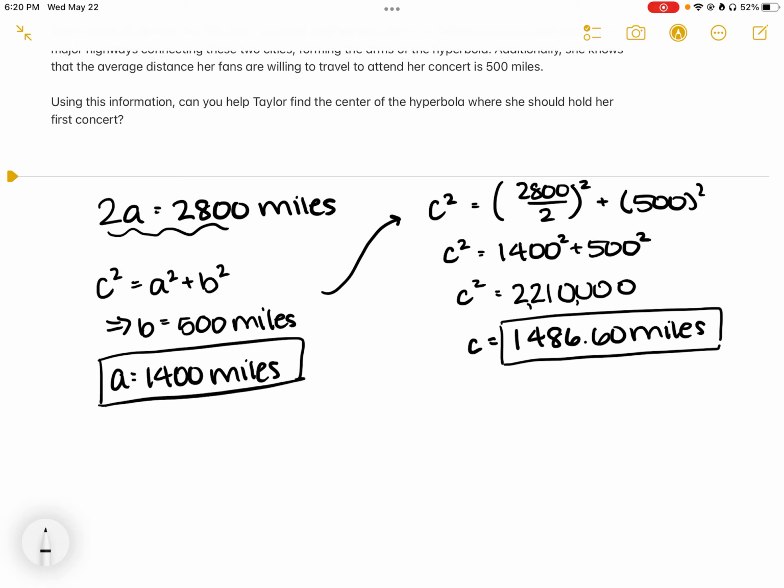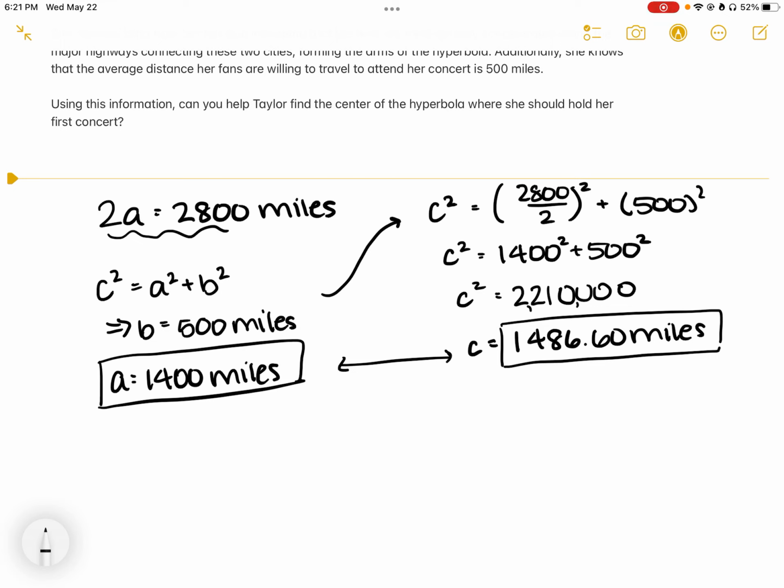Therefore, the center of the hyperbola is the midpoint between these two foci. Since the foci are symmetrically placed, the center lies on the midpoint between them. Thus, the center of the hyperbola is 1,400 miles to the left of New York City and 1,400 miles to the right of Los Angeles. So the center of the hyperbola where Taylor should hold her first concert is approximately 1,400 miles east of Los Angeles and 1,400 miles west of New York City.